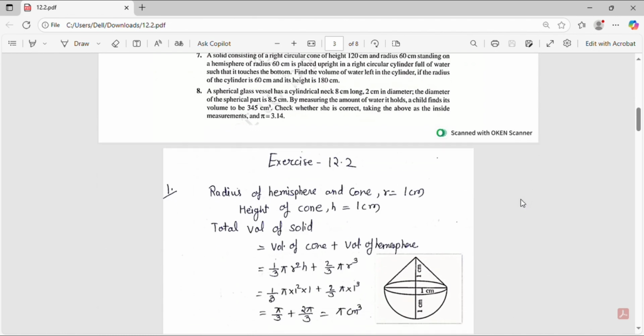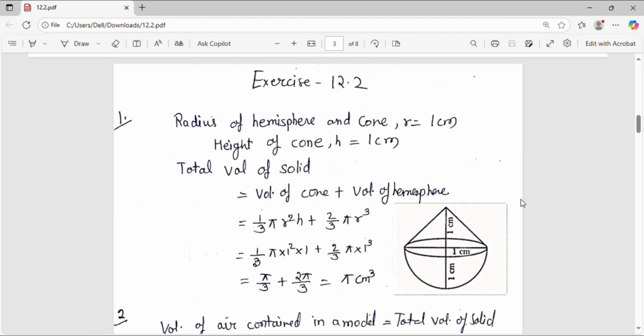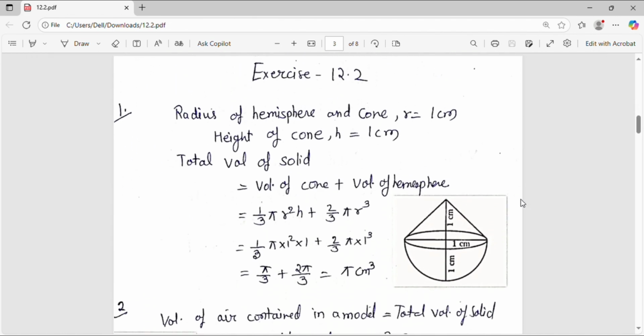So to find the total volume of solid, we will add volume of cone and volume of hemisphere. Volume of cone would be 1 by 3 pi r square h and volume of hemisphere would be 2 by 3 pi r cube. So we will substitute value of r and h in both parts and we will get the final volume of solid as pi centimeter cube. Second question.